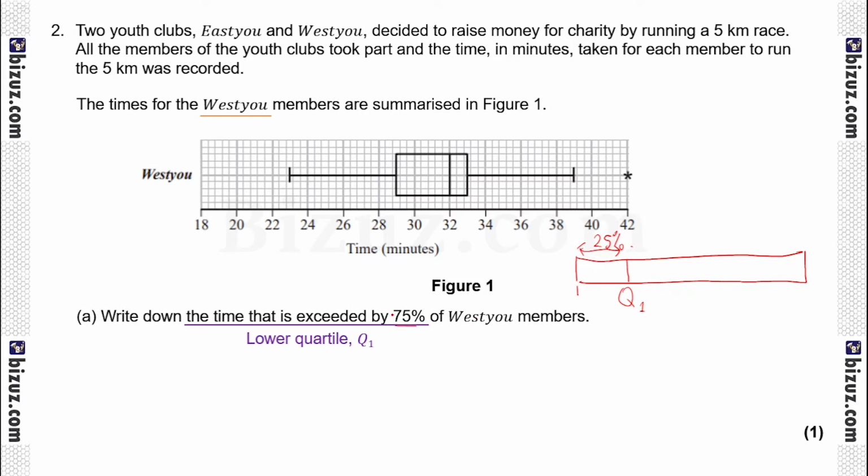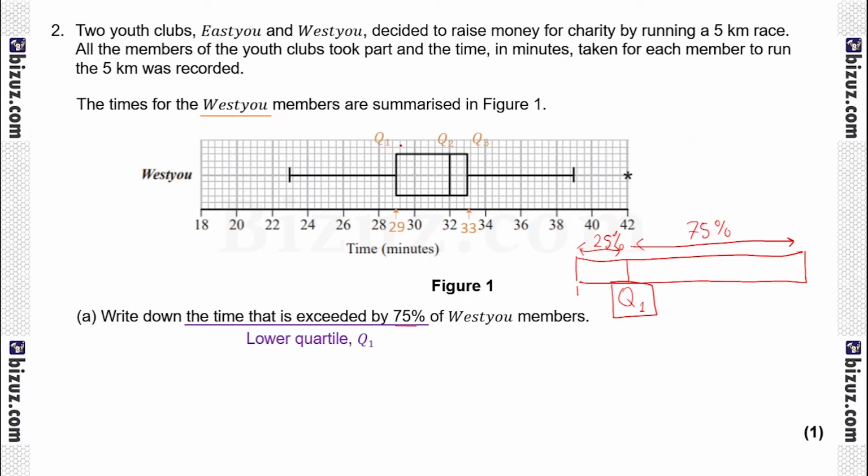All right. So the question is, write down the time that is exceeded by 75%. Isn't this the upper 75% of the data? So this upper 75% exceeds which value or which time? Basically this one, right? Q1. So by definition, Q1, the lower quartile, is the time that is exceeded by 75% of the members, or 75% of the data. So all that we need to do is find the value of the lower quartile.